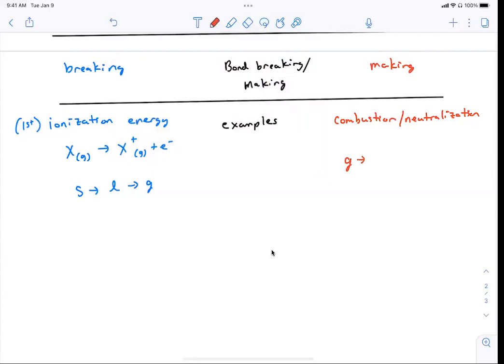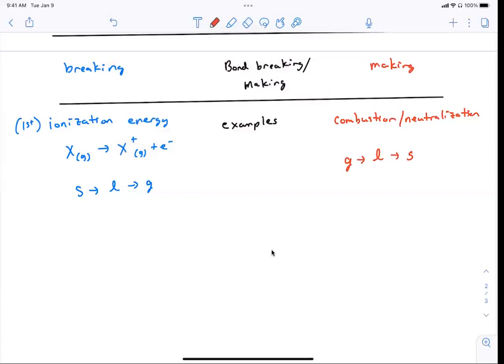And like Sammy said, going from a gas to a liquid to a solid, you have to release that excess energy. The only way particles can slow down is if they release energy to the surroundings. They can cool down and become slower.